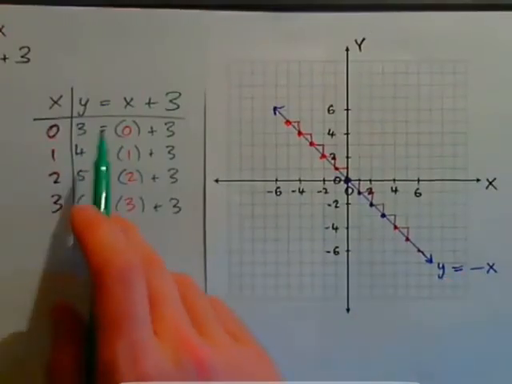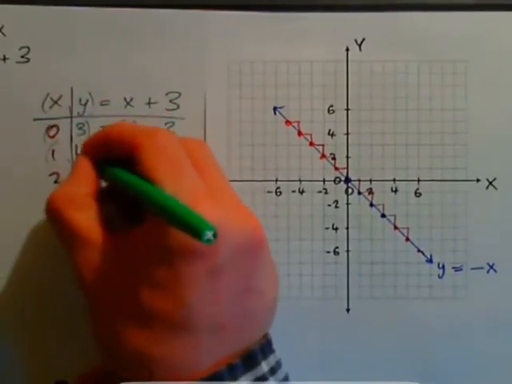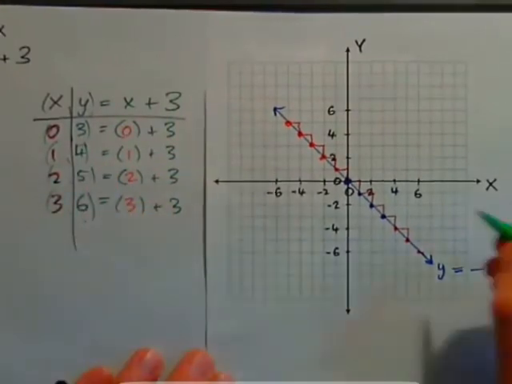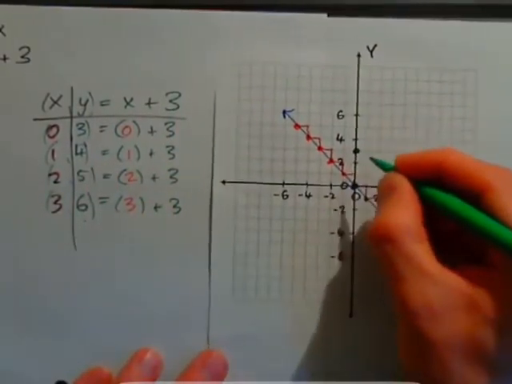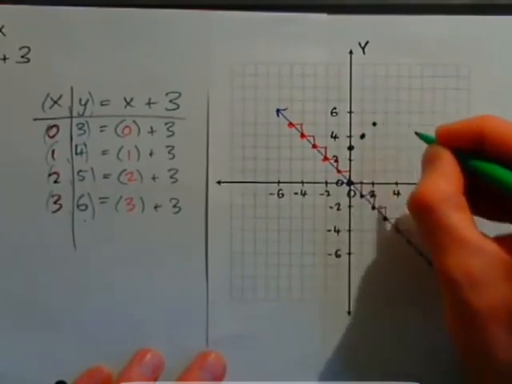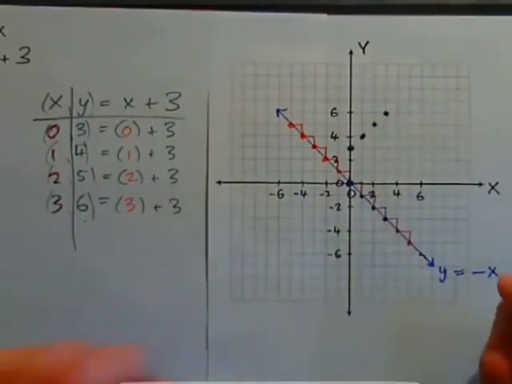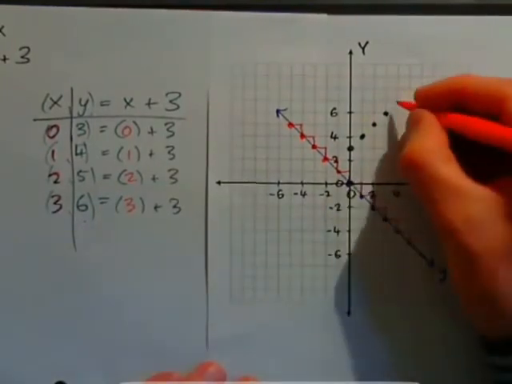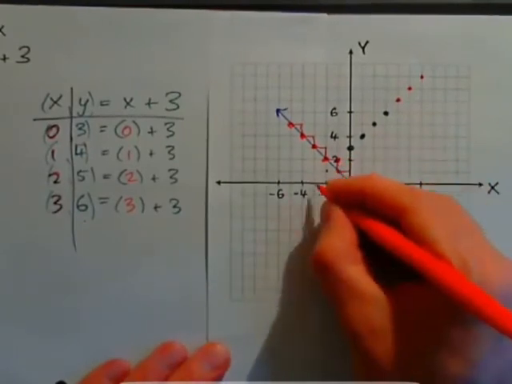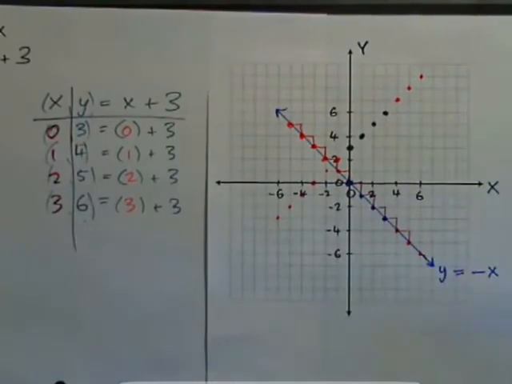So you should have the y outputs being 3, 4, 5, 6, and then when you plot the ordered pairs, we have 0, 3, 1, 4, 2, 5, 3, 6. So x is 0, y is 3. X is 1, y is 4, x is 2, y is 5, x is 3, y is 6, and so on. If I was to continue this pattern, I would just make dots on these points, and I'd make dots down in this direction as well, just to make sure.